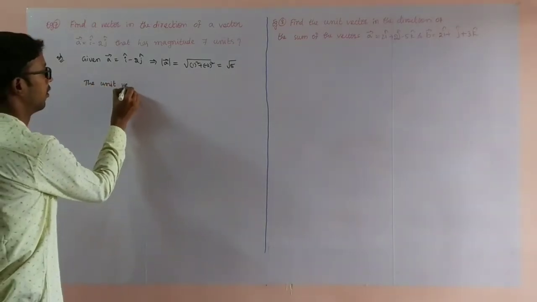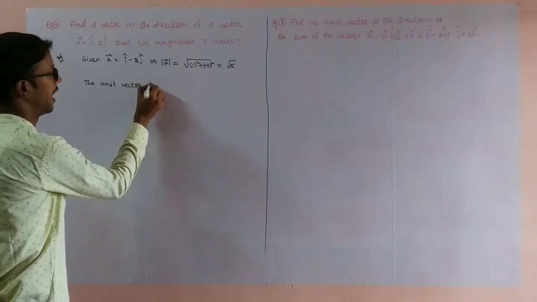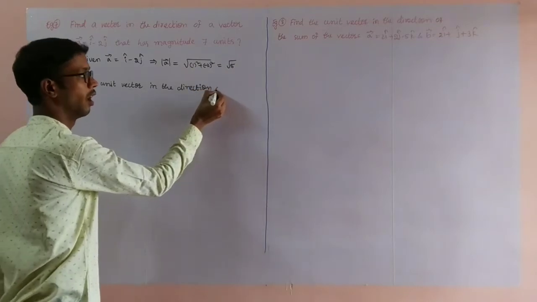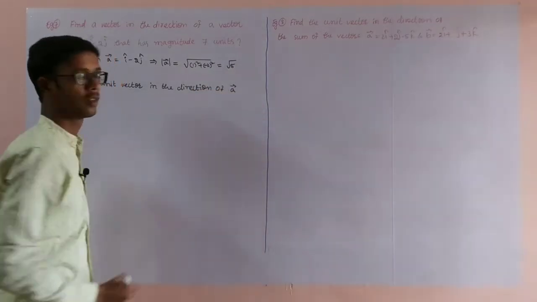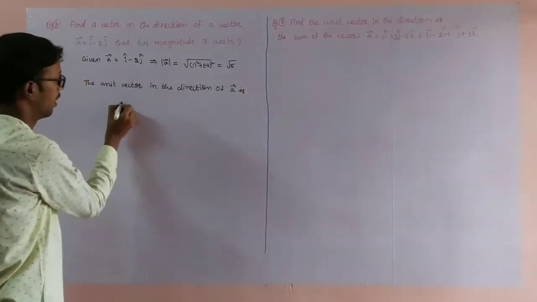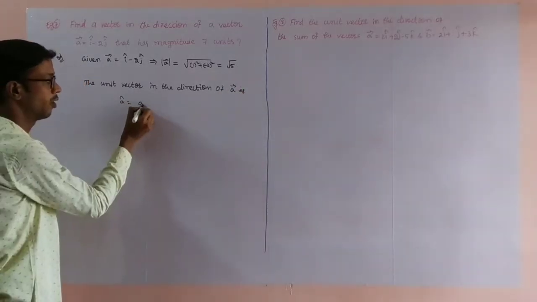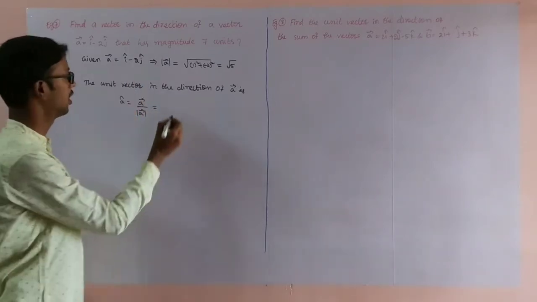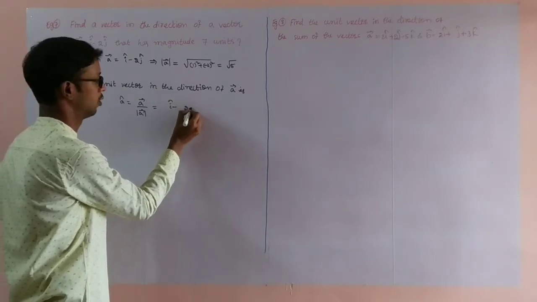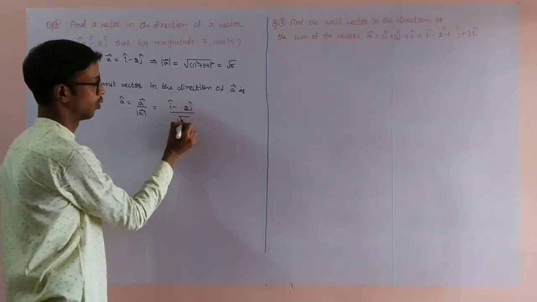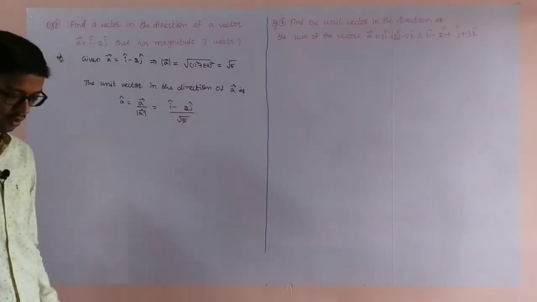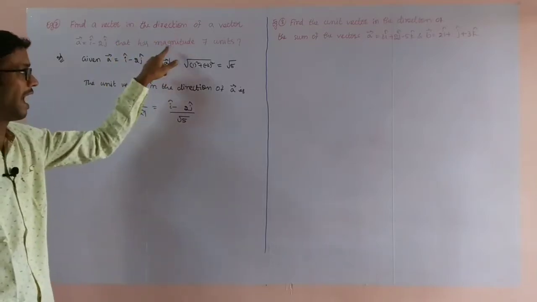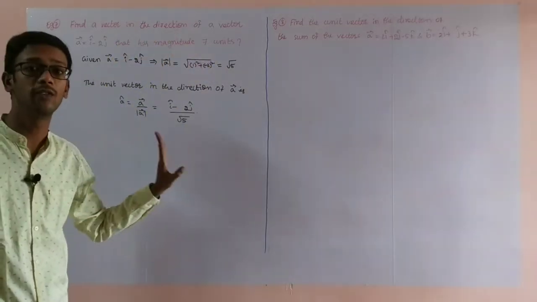The unit vector in the direction of a bar is a cap. a cap is equal to the formula a bar by magnitude of a bar. What is the a bar value here? i cap minus 2j cap by root 5. So this is the 1 unit vector in the direction of a bar, with magnitude 1 unit.